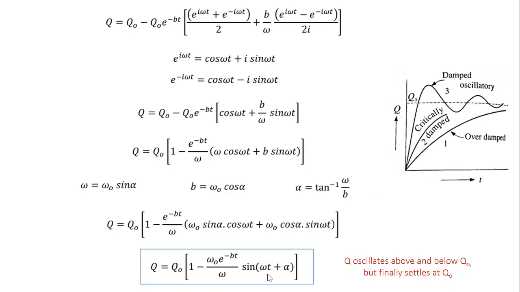But the amplitude of the oscillation is not constant. We know that because this is a damped harmonic oscillator. The amplitude is determined by the factor e to the power minus bt. You see, this is an exponentially decreasing function, right? As time increases, this term is going to decrease. So because of that, the amplitude of the oscillation is going to decrease. Finally, the oscillation completely ends and the charge settles at the point q naught.